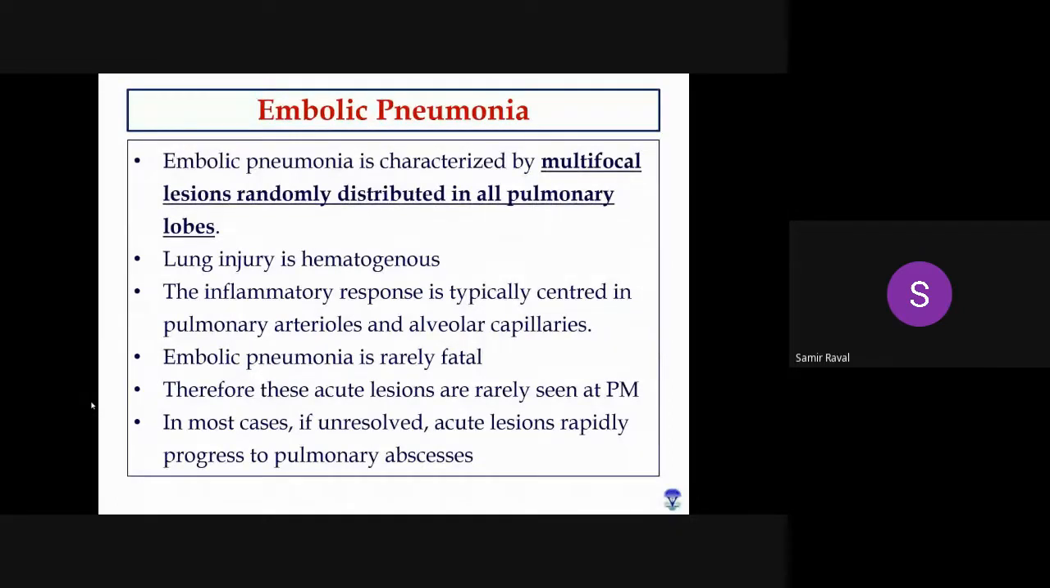Because as they are not fatal, generally they slowly get resolved, or they may be converted into abscesses, and they are not responsible for the death of the animal. So slowly the acute condition is converted into a chronic condition, and at the time of postmortem, the animal may have died due to certain other reasons, and you will find this embolic pneumonia as an incidental finding or secondary changes.